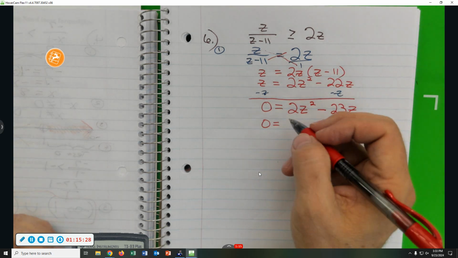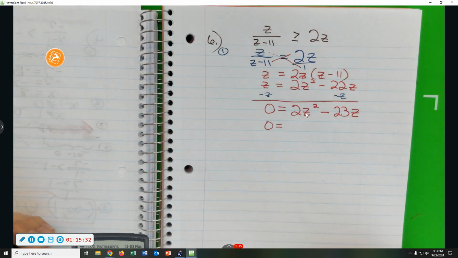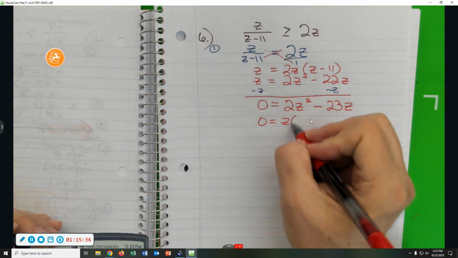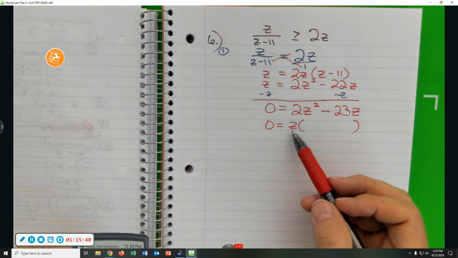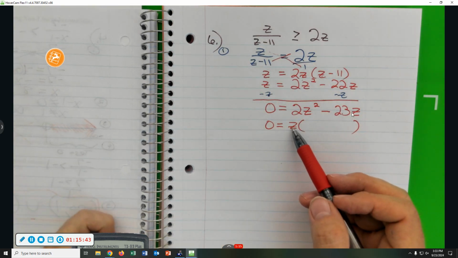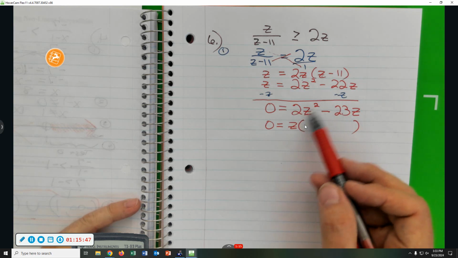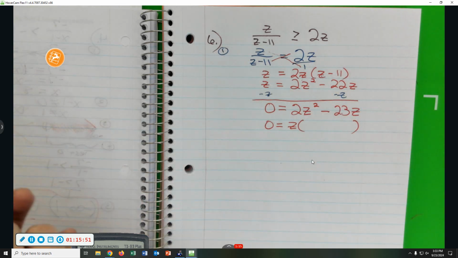I said it, didn't I? I said both terms have a z. I wanted to say both terms have a common factor. The common factor is z. This is called factoring a variable out. We're factoring out a common variable factor. We have 2z squared, so we have 2 z's. We took out one of the z's. What have we got left inside those parentheses?